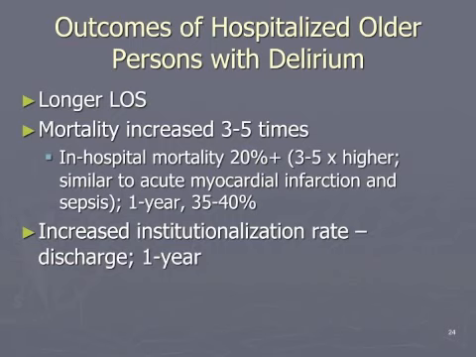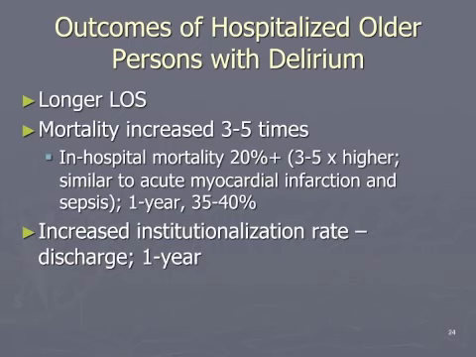Now, what are some of the outcomes in hospitalized older persons with delirium? They have a longer length of stay. Their mortality is 3 to 5 times higher as compared to non-delirious older patients. Their in-hospital mortality rate would be 20% plus, which is similar to what you would see with acute myocardial infarction and sepsis. So it's a very dangerous marker for an older person. At 1 year, a third to nearly half of older delirious patients will have died.